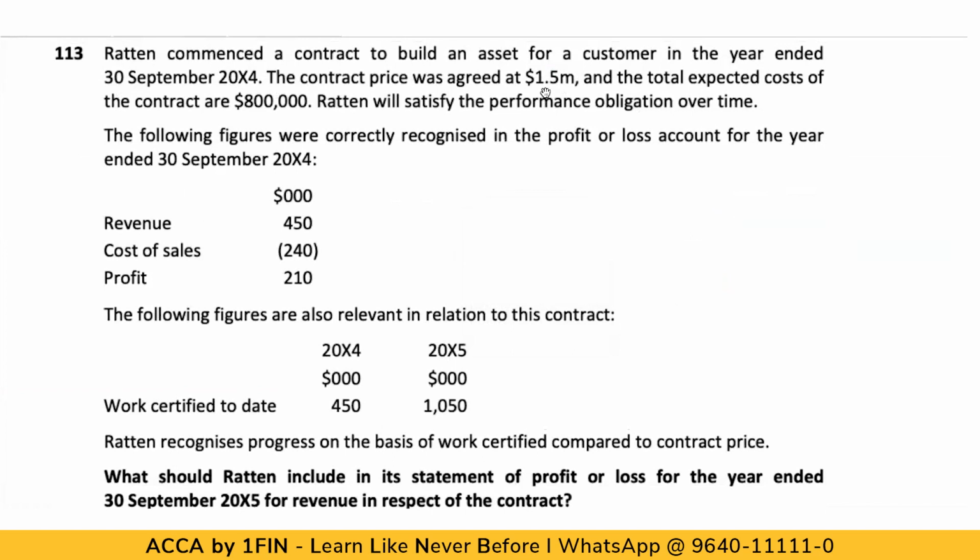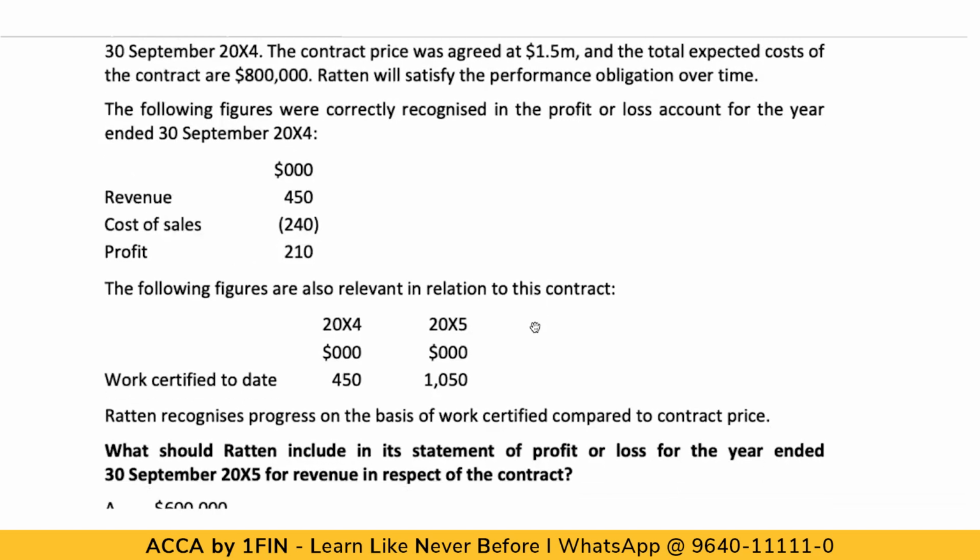Now please remember, these contracts and all, these are generally over a period of time. The contract price was agreed at 1.5 million and the total expected cost of the contract is 800,000. Rattan will satisfy the performance obligation over a period of time. Generally, when you're doing construction, it is not at a point in time, but over a period of time. The following figures were correctly recognized in the profit and loss account for the year ended 30th September. Revenue 450, cost of sales 240, profit. Okay, so that is what is recognized. Now, the following figures are also relevant in this context.